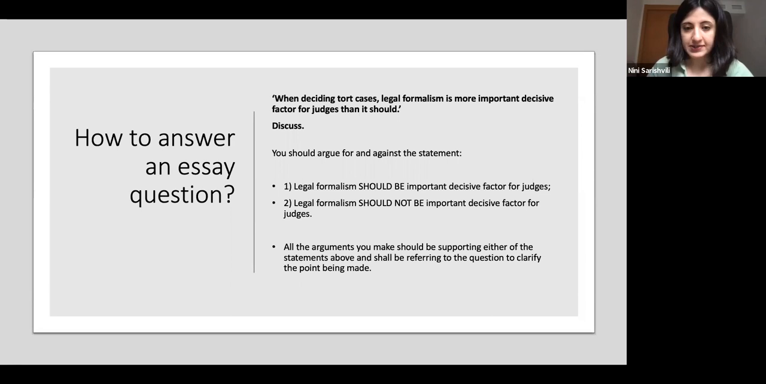You should be advised that you should make arguments rather than just explain the law. Explaining the law will not get you even a pass, because the question is asking you to discuss critically the statement rather than just explain the law around it.